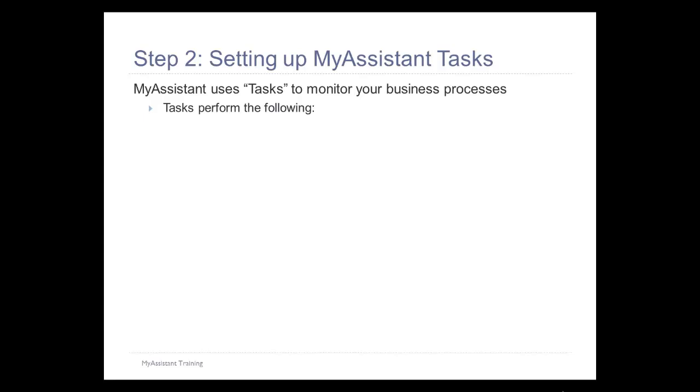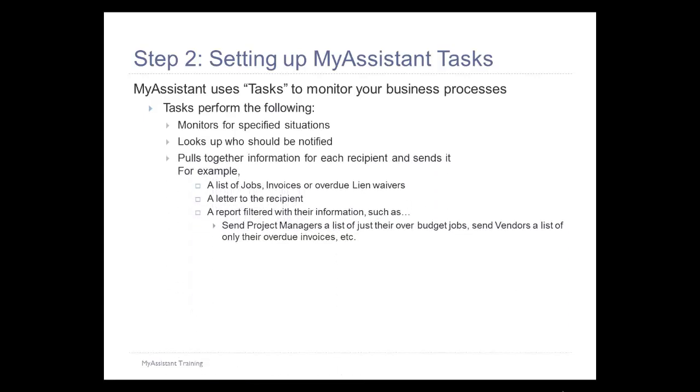So MyAssistant uses something called tasks to monitor your business processes. Tasks will monitor for specified situations in your accounting database. They will look up who should be notified of said situation, and they will pull together information for each recipient and send it. For example, a task can be used to send a list of jobs, invoices, or overdue lien waivers to whoever needs to see them.